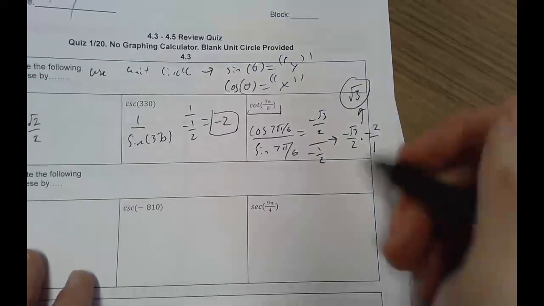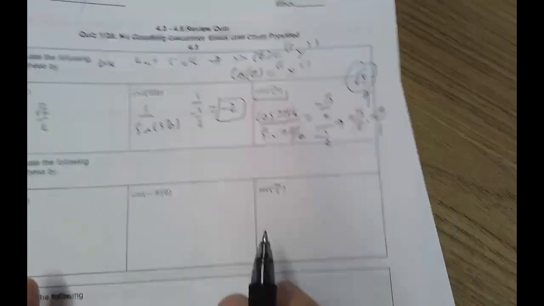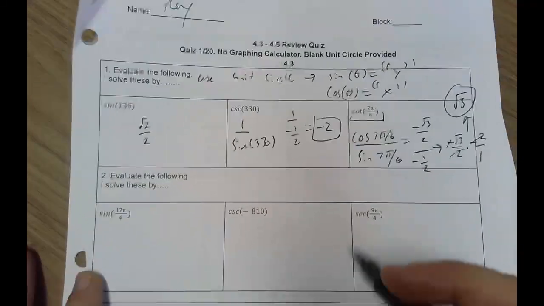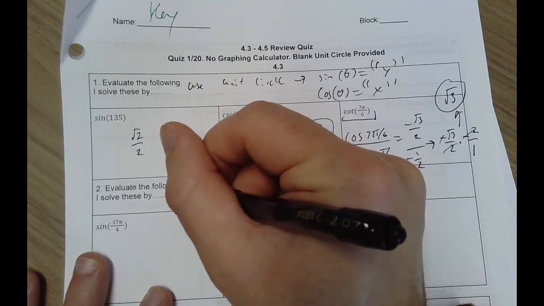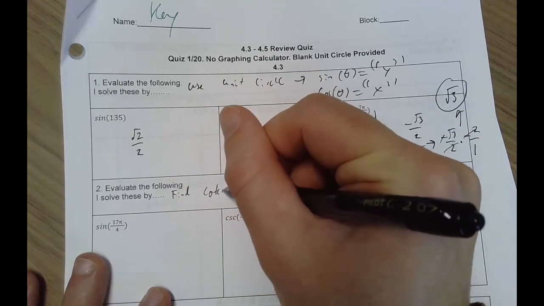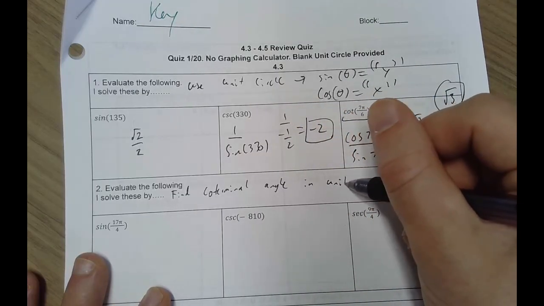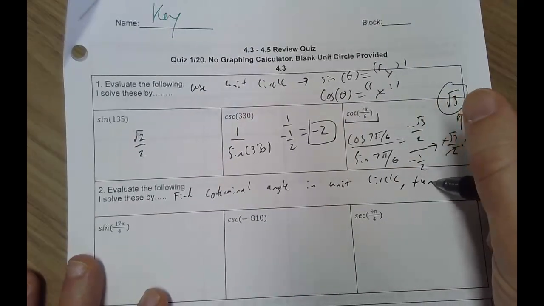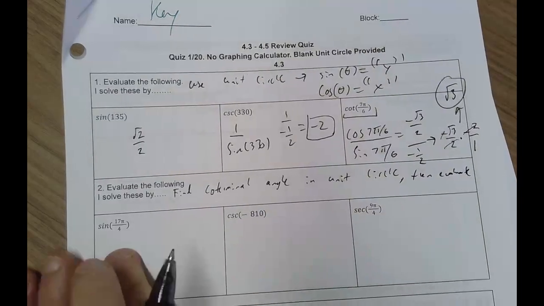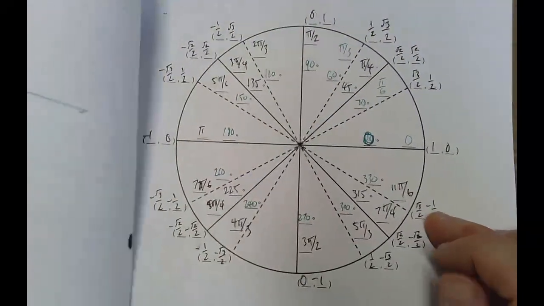Okay? Because these cancel, the negatives will cancel, so just root 3 over 1, which is root 3. Okay? For these three, so these are similar. You are going to find the coterminal angle in unit circle. What that means is between 0 and 360 or between 0 and 2 pi, then evaluate. So here, 17 pi over 4, that's not in the unit circle, as you can see. It's more than one rotation around.